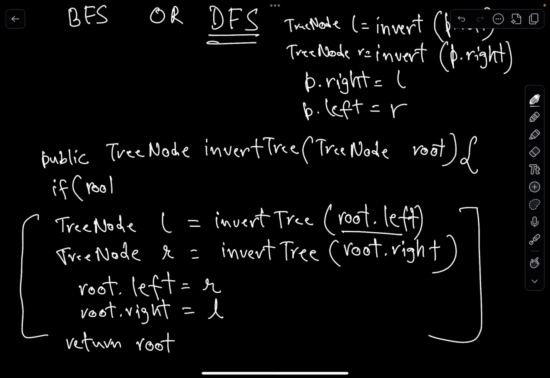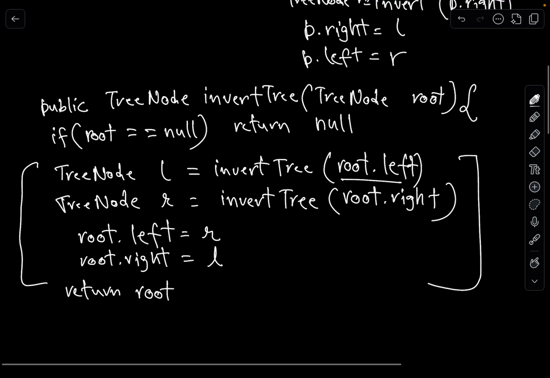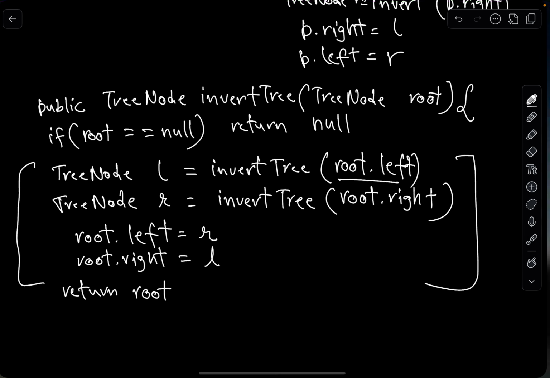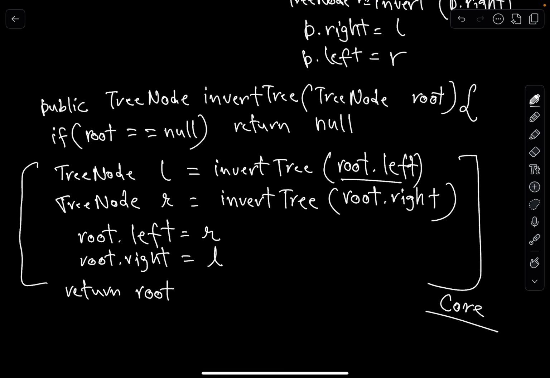So if the root is null, what should be the inverted tree of a null tree? It should be null, right? If the tree is empty, the inverted tree will always be empty, right? So this is it. See how easy it is. First, you need to develop the core logic. In this, you just have to think what's going to happen if you're standing at a particular node. You just have to make decisions greedily, and then you just have to come up with a base case.